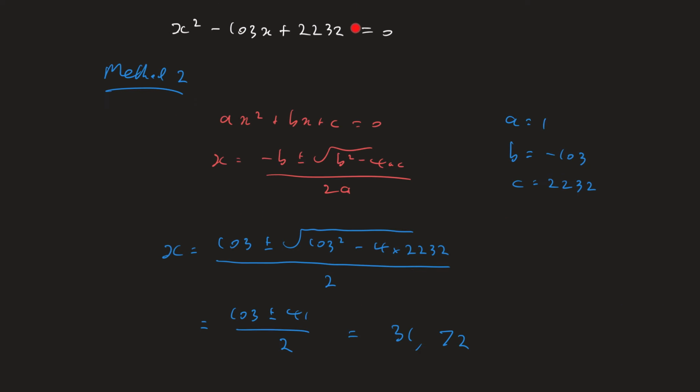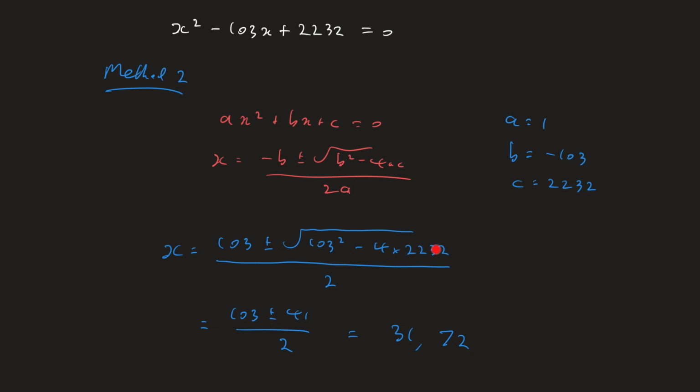The second method is simply to use the formula for the roots of a quadratic equation. Precisely, ax squared plus bx plus c equals 0 implies that x is equal to negative b plus or minus the square root of b squared minus 4ac, all divided by 2a. In our case, a is 1, b is negative 103, and c is 2232. Substituting these values into the formula here tells us that x is equal to this expression here.